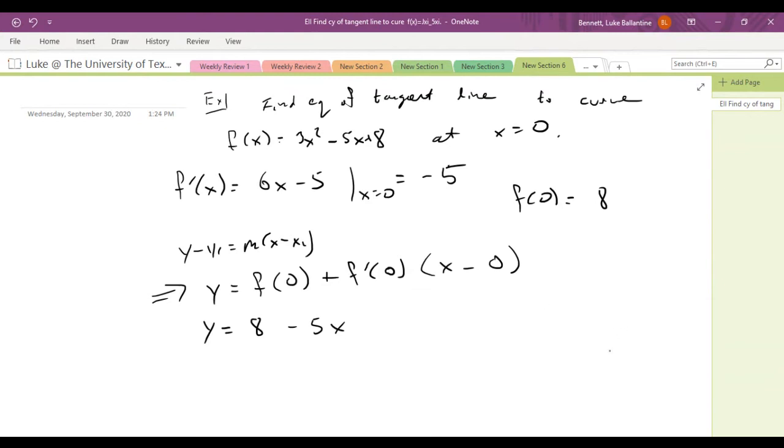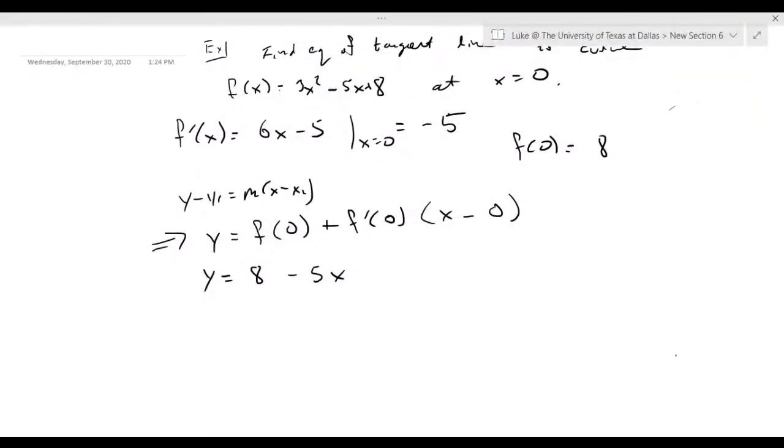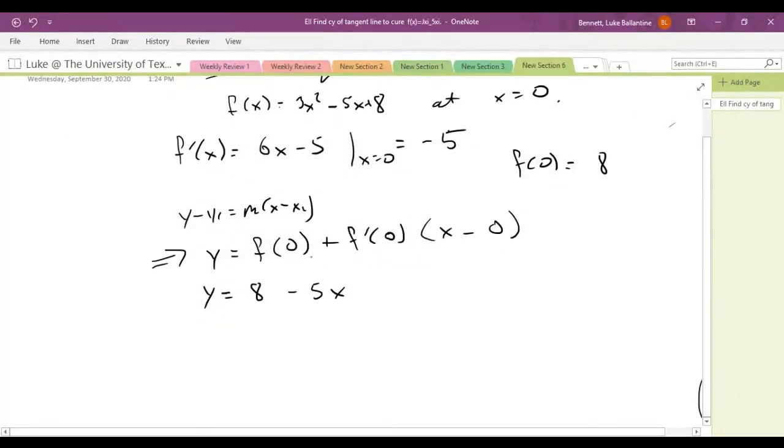But now we're dealing with a surface S given by a function z equals f of x, y, and we want the equation of the tangent plane at a point x naught, y naught, z naught.